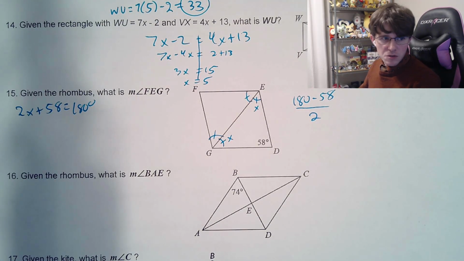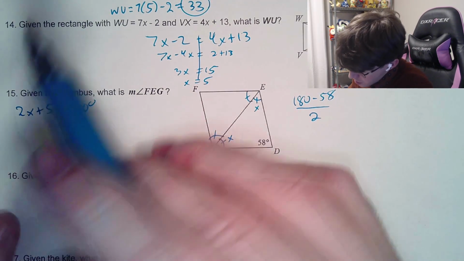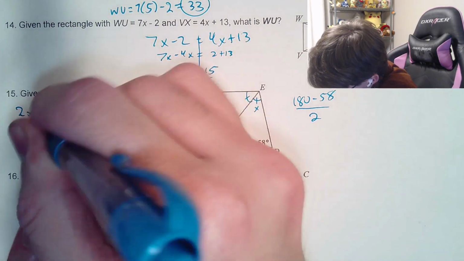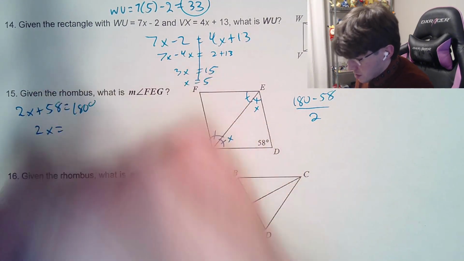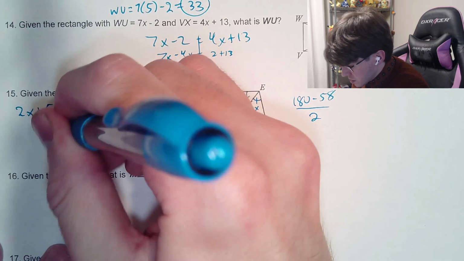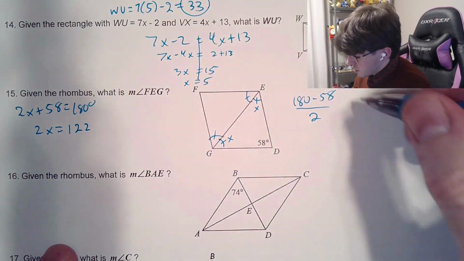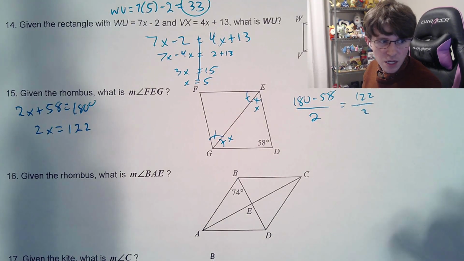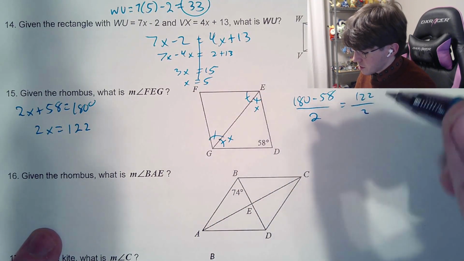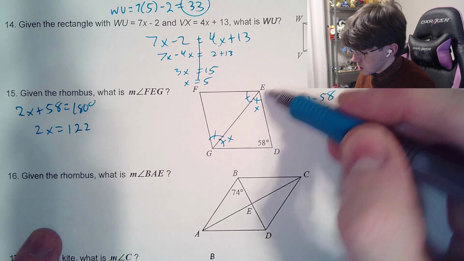Regardless of which method you do, you will get the same answer because on this one, look at what you're doing. You're subtracting 58 on both sides, right? So once you subtract 58 on both sides, you get 2x is equal to 122. And over here, you're going to get 122 divided by 2. So if you notice, you're doing exactly the same thing either way, regardless for F, E, G here.